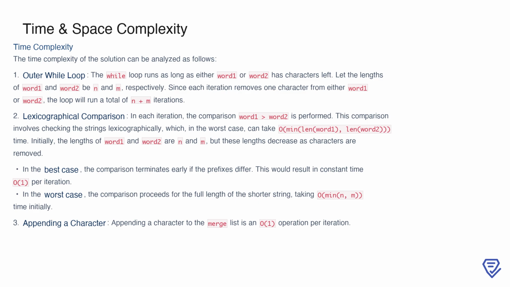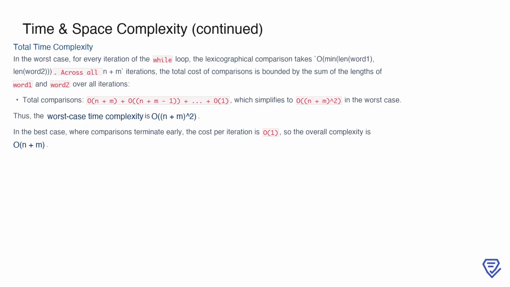In the best case, this comparison can terminate early, making it a constant time operation, or O(1). Finally, each iteration appends a character to the merge list, which is an O(1) operation. These factors collectively contribute to the overall time complexity of the algorithm. When evaluating the total time complexity, the worst-case scenario occurs when the lexicographical comparison takes the maximum time for every iteration. If we sum up the cost of comparisons over all n plus m iterations, we get a series that simplifies to O((n plus m) squared) in the worst case.